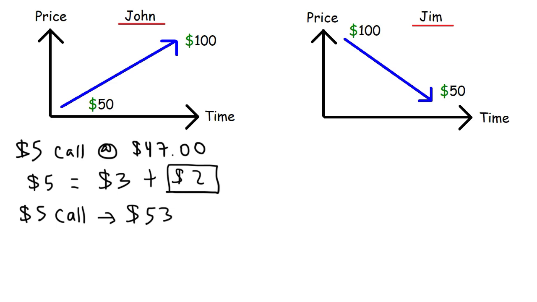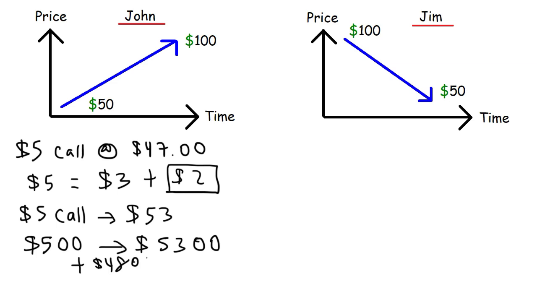Now, each call option or each option contract represents 100 shares. So buying a $5 call option represents an initial investment of $500. And selling it at $53 times 100 shares, he's getting back $5,300. So the net gain is $4,800 on his trade. So that's how call options can be profitable if the stock moves up in the right direction and in the right time frame.